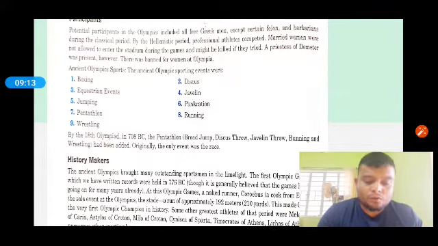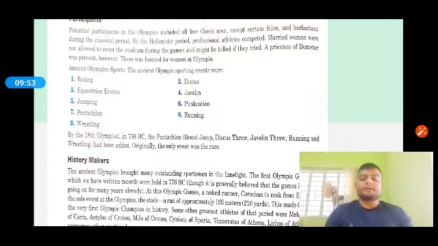Now, what games did the ancient Olympics include? And they are existing now also. Many of you on your sports team must have participated in events like boxing, discus throw, equestrian events, javelin, jumping, pancration, pentathlon, running, wrestling. So these were the events in which the ancient people competed.